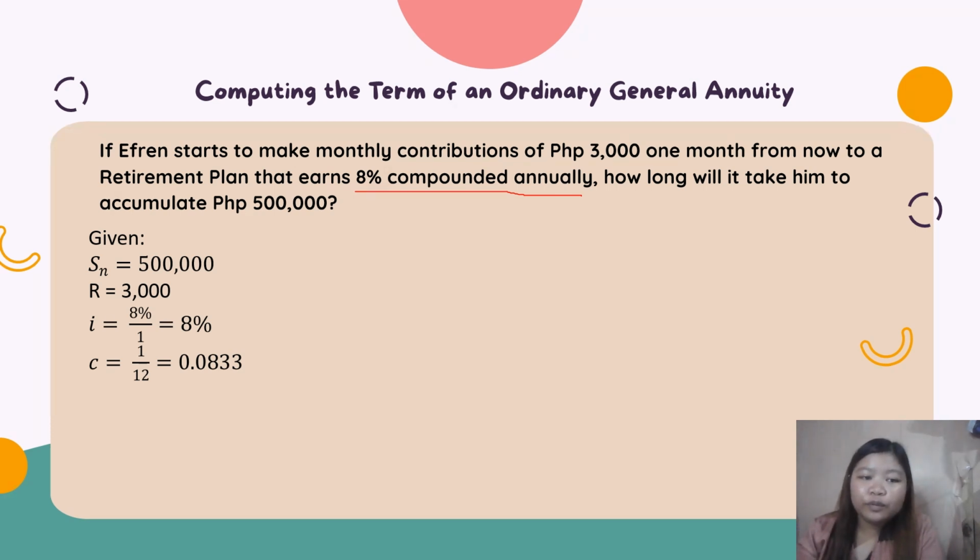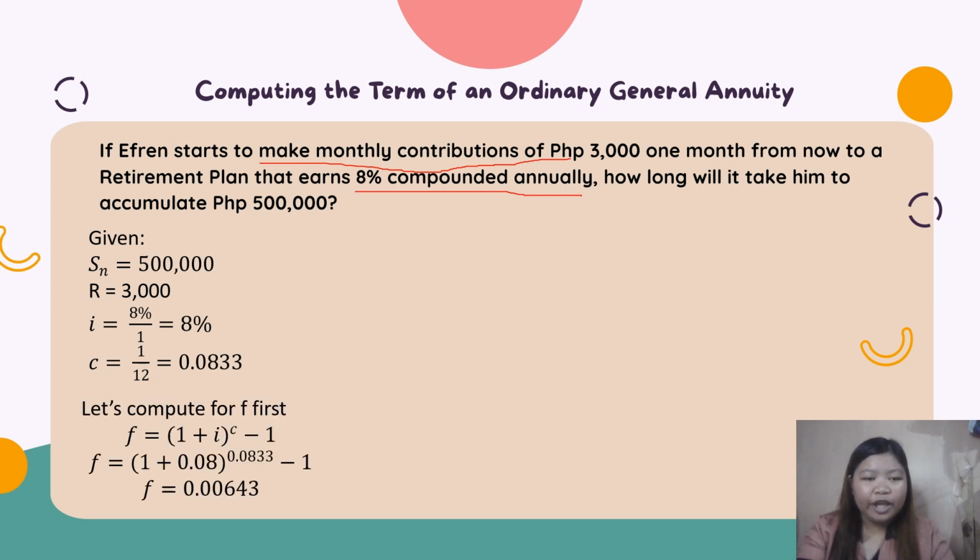Then for our c, which is 1 over 12, because 1 is the conversion per year, since it is compounded annually, and 12 because Efren will make monthly contributions. How many months in 1 year? There are 12 months in 1 year. So we will divide 1 over 12, and we have 0.0833.